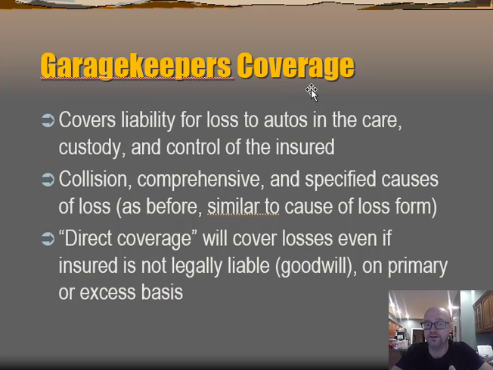Garage keepers coverage. This is where customers have brought us their vehicles. So we'll have collision, comprehensive, and specified cause of loss, just like we did before. And the neat idea here is we want direct coverage, right? It's only liability if the loss is caused by my negligence. There would be all kinds of things that could happen that would damage a customer's car while it's in my care, custody, and control. The problem is my customer is going to expect me to make good on those losses. So it's probably not wise for me to take the stance that, well, hey, I wasn't negligent, not my problem.